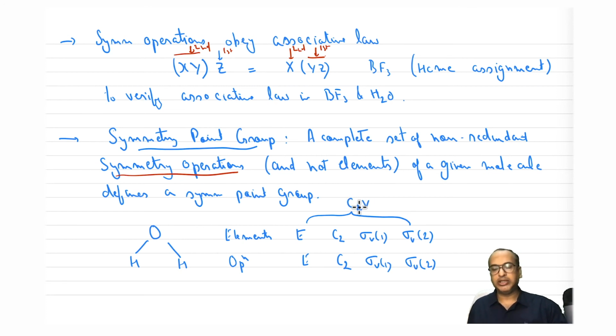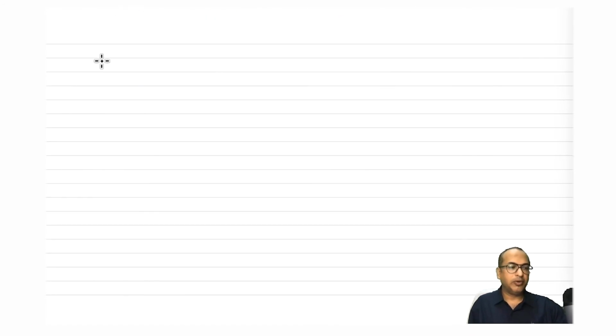This is the notation we will learn later, called Schoenflies symbols of point group, but let's see. So this set of symmetry operations, not the elements, this set of symmetry operations will give you the point group C2V. And now let's look at another molecule, cyclohexane in boat form.